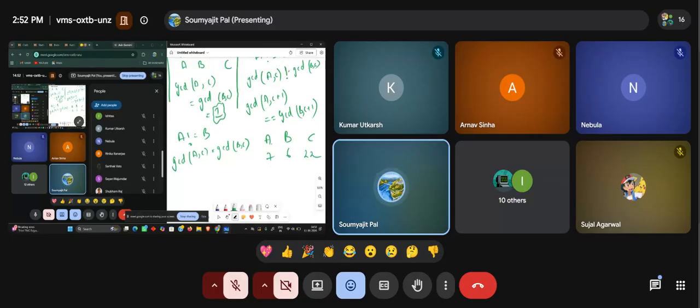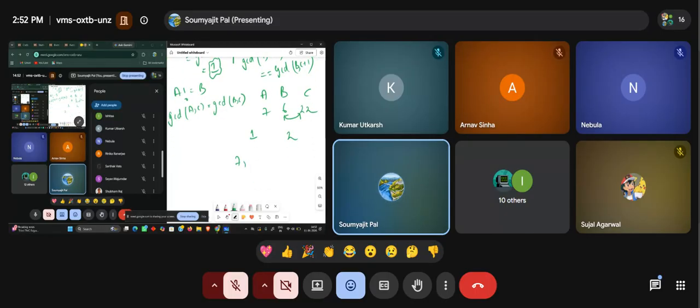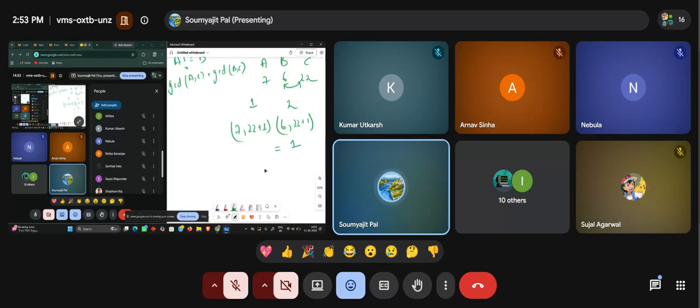In this case, A is not equal to B, right? And GCD of 7 comma 22 is 1, and GCD of 6 comma 22 is 2, right? But GCD of 22 plus 1, that is 23, and GCD of 6 comma 23 is equal to 1. So the two steps will be first increment C by 1 and then apply the GCD operation. In this case, my answer would be 2. Right? Is it clear?